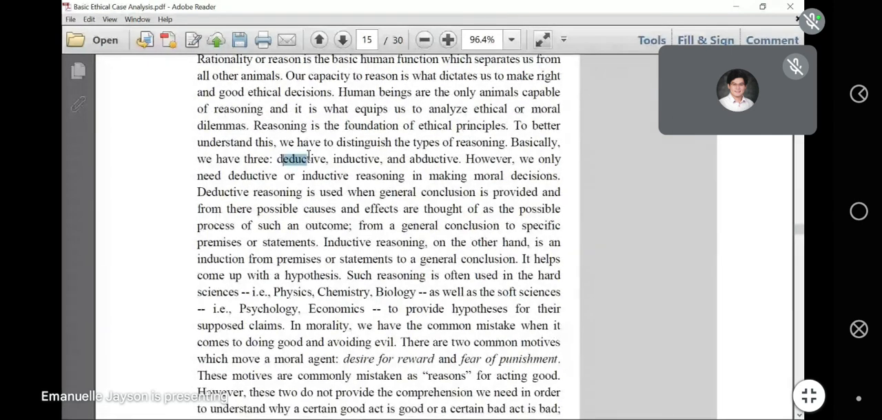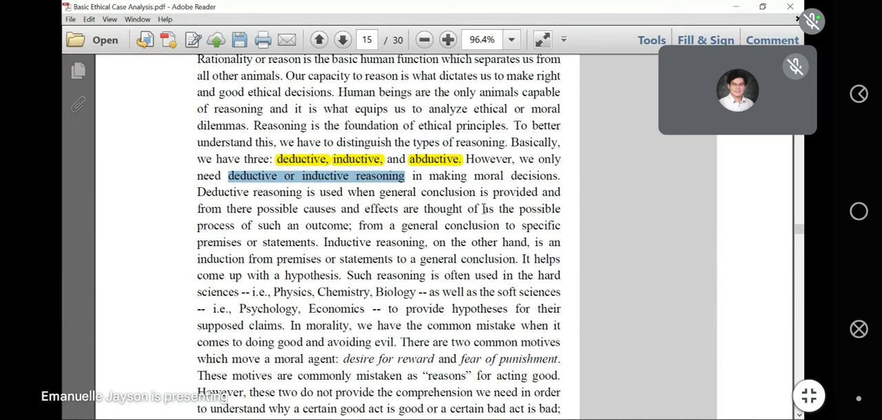We have deductive, inductive, and abductive. However, we only need deductive or inductive reasoning in making moral decisions. So, ano nga bang deductive reasoning? This is used when general conclusion is provided and from there, possible causes and effects are thought of as the possible process of such an outcome.